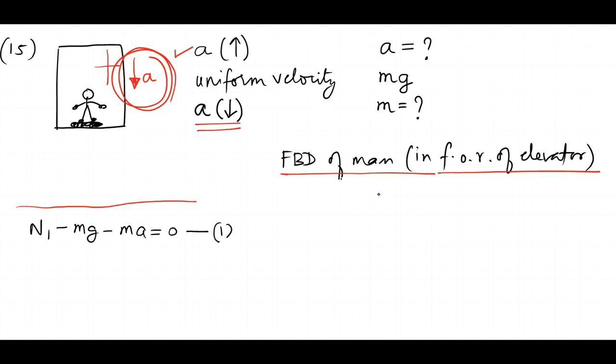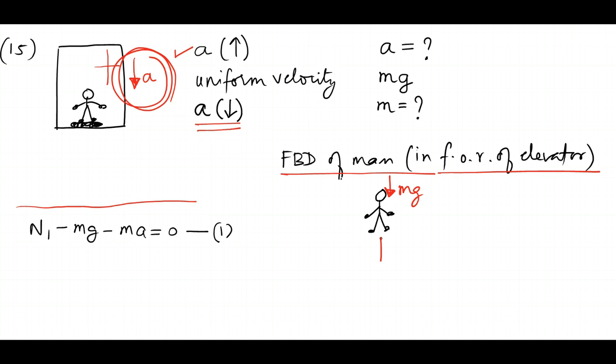Now when I draw the FBD of the man in the elevator frame, I'll just show the man like that. And of course the first, very obvious force acting on the man is mg, his true weight in the downward direction.